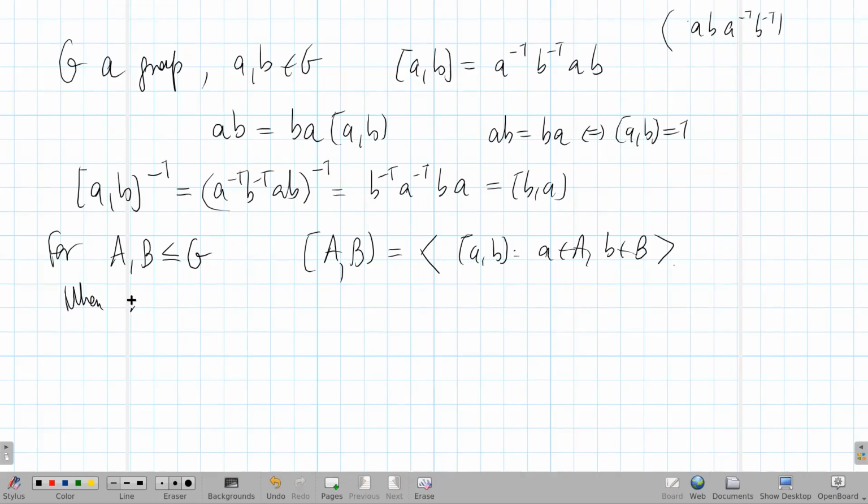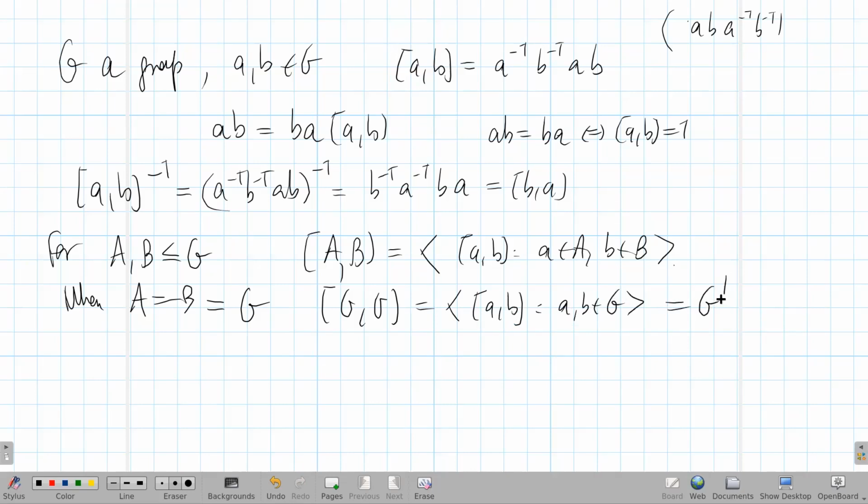There's a particular case when the two subgroups are the same and equal G. Then this, which is thus defined as the span of all commutators where A, B are in G, is also called G prime, or we'll have yet another symbol in a second. It is called the commutator or derived subgroup of G.